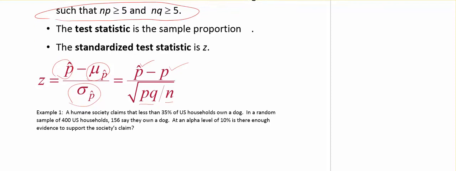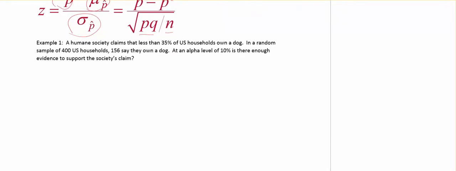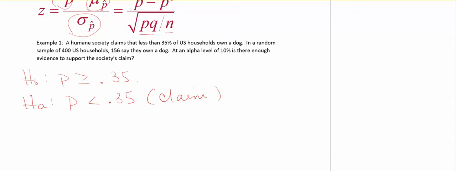So just like in the last section, we need to write down everything we know and make a null and alternative hypothesis. The problem says a society claims that less than 35% of the households own a dog. So I use the words less than, so the proportion is less than 0.35 is the Ha. This is the claim in the problem, so I'll write that down. The null has to be the complement, so it will be p is greater than or equal to 0.35.